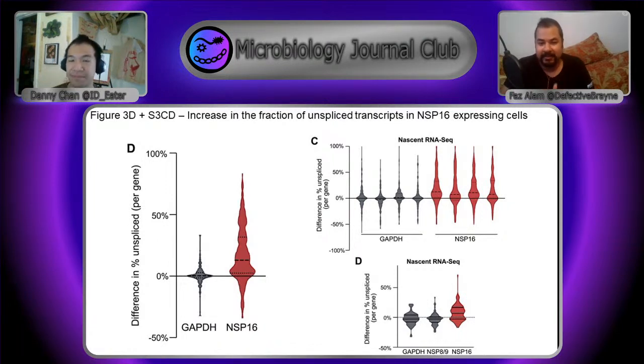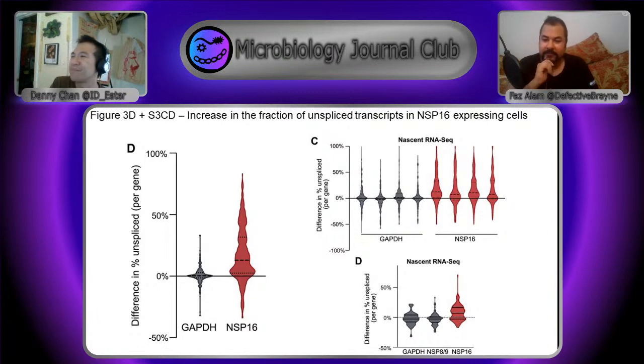This seems to be something that NSP16 is doing. So again, a very important control, right? Because controls are all about directly addressing some sort of simpler, non-interesting explanation, right? So you could say, oh, but that's just viral proteins. Viral proteins just disrupt splicing when you infect a cell, right? Well, they'll show us, actually, no. It doesn't happen with NSP 8 and 9.